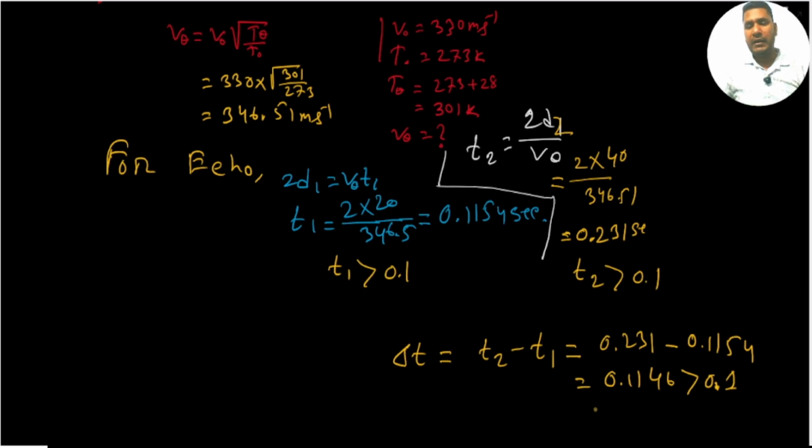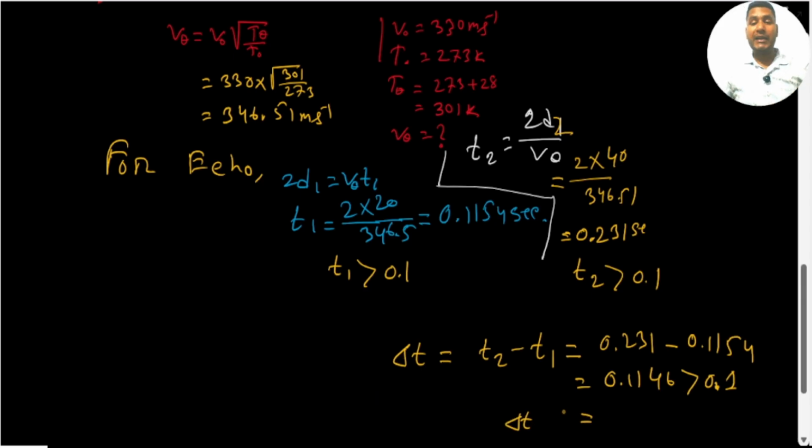If the result were less than 0.1 here, then he could not hear two echoes. He could hear only one echo. Okay, and this is the answer for the second one.